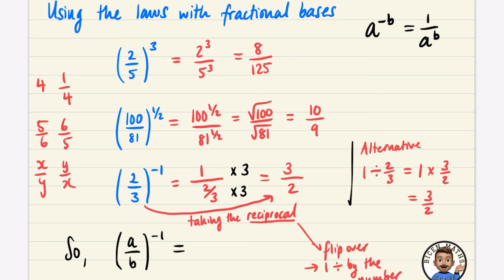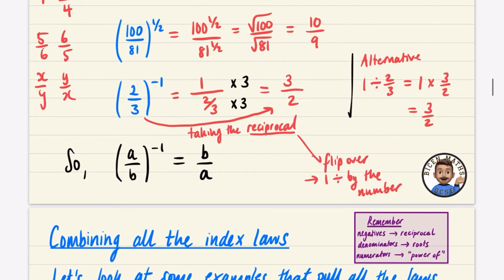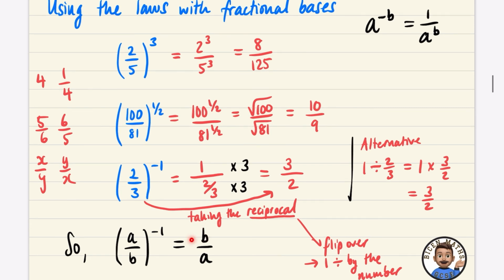So in general, if you do a over b to the power of -1, the -1 is going to flip it to b over a. I guess I probably should have said here that there's a power of 1. But really, when you have something to the power of 1, it just stays the same, which is why I'm not bothering putting a power around any of this, because all the -1 is doing is taking a reciprocal. So we're going to, in the next video, combine all of the index laws together. So this is where we are going to be thinking the final rule is if you do something to the power of -1 or a power of a negative, you are taking the reciprocal or flipping over.